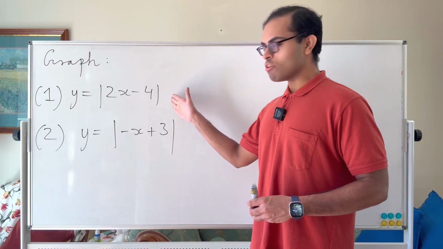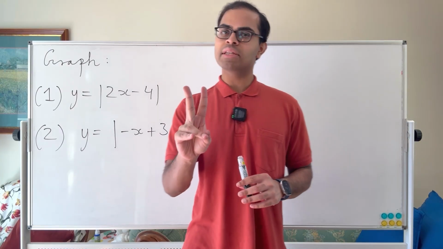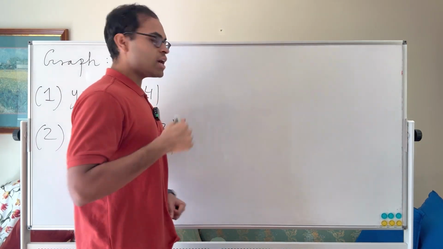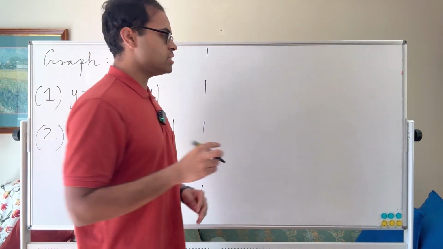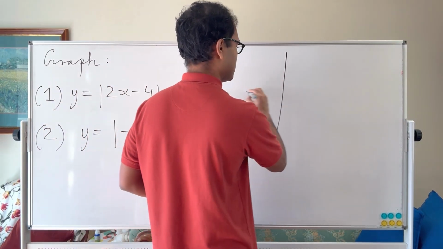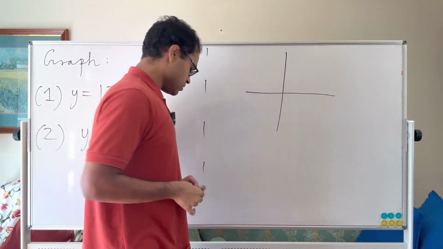So let's talk about how to graph this function first and then get to this one, and I'm going to do it in two simple steps. Okay, it's all very simple. We're going to start off with the function y equals 2x minus 4. Once you've mastered it, this is going to be easy, but let's just do it step by step. So y equals 2x minus 4 is an equation of a line, right? So let's just draw that.